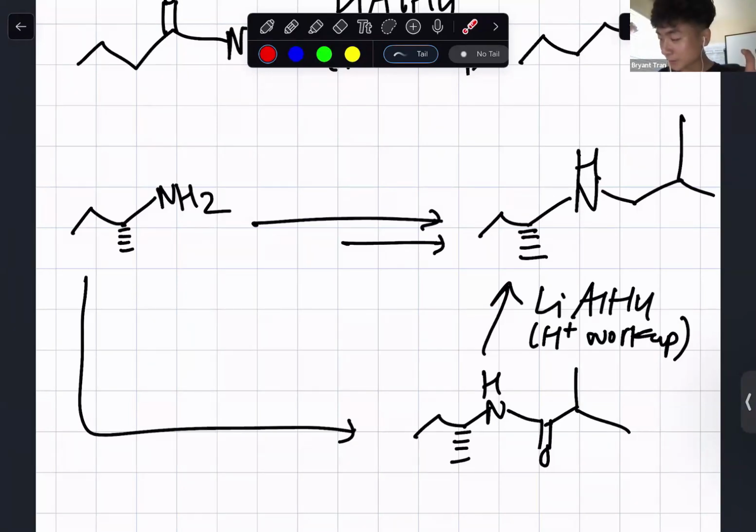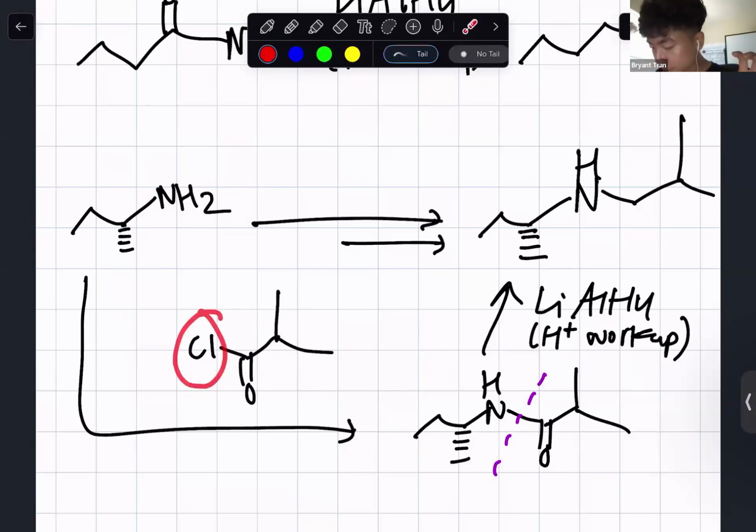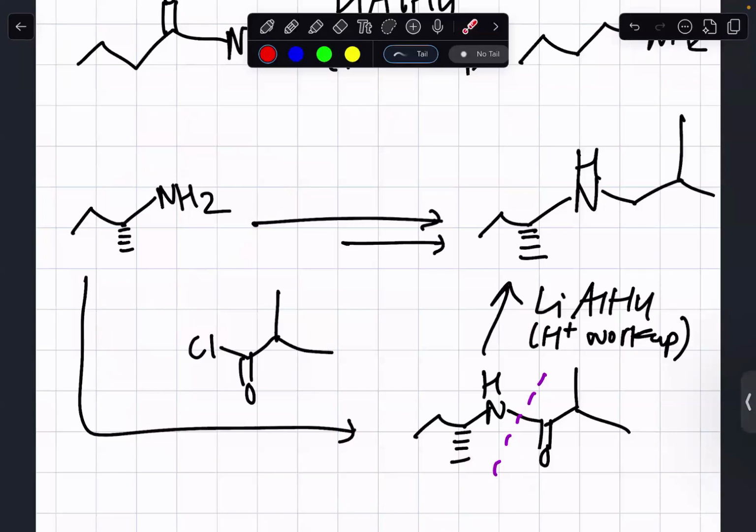So we know that this part here came from this amine, but this part right here, I'm going to make a dashed line to show that this part of the molecule is going to come from the acyl chloride, where this chlorine is the leaving group, and we're substituting this leaving group with this nucleophile minus one hydrogen to get to this point right here. Does that make sense so far? But you're usually seeing this as the reactant, right?